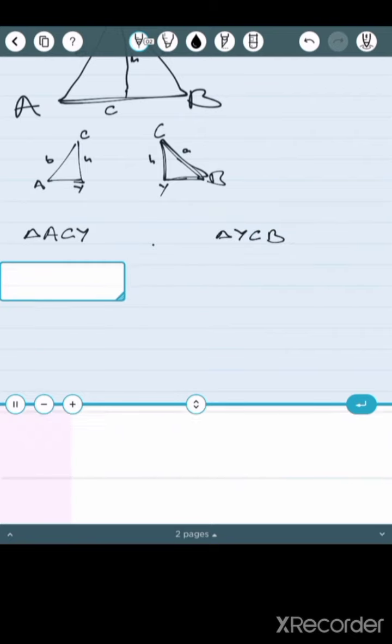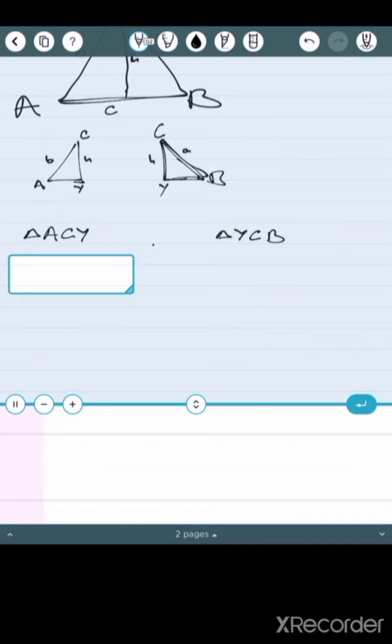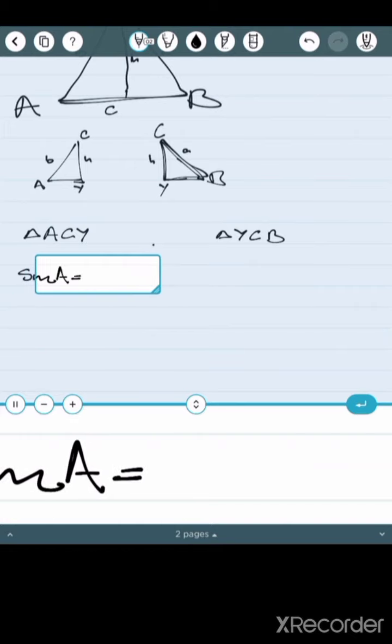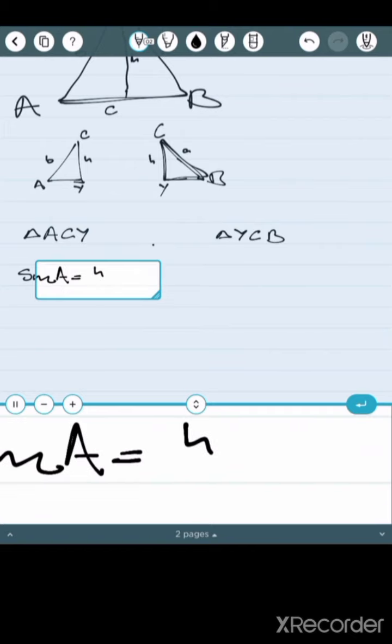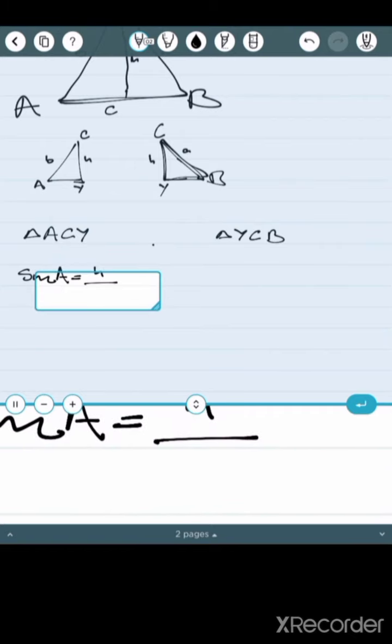So firstly, we are saying we need to find the height or the altitude of this triangle. So we're going to use sine theta. What is our theta? Our theta is A. Sine theta is equal to the opposite, which is H, over our hypotenuse, which is simply B.